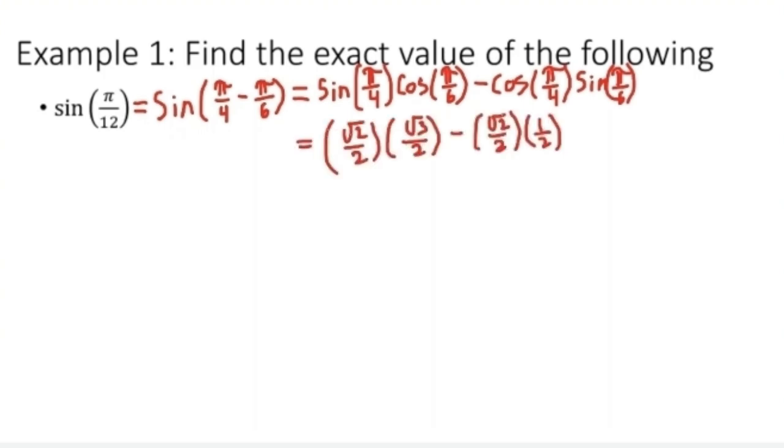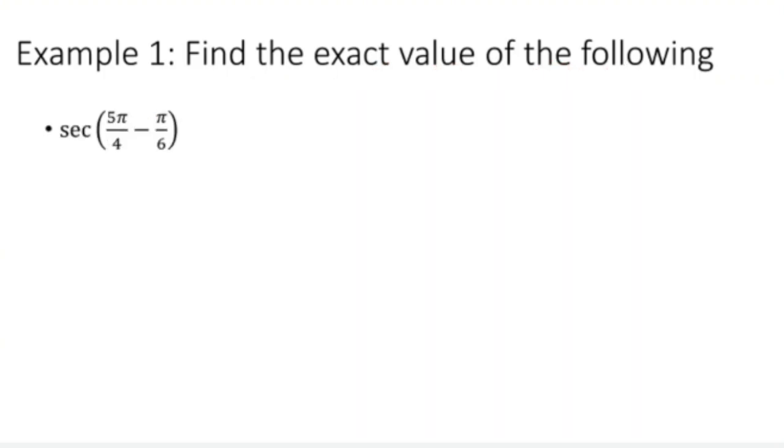And we get root 2 over 2 times root 3 over 2 minus root 2 over 2 times 1/2. Following the order of operations to further simplify, we get that the exact value of sine pi over 12 is root 6 minus root 2 all over 4. Now we're going to evaluate secant of pi over 4 minus pi over 6.